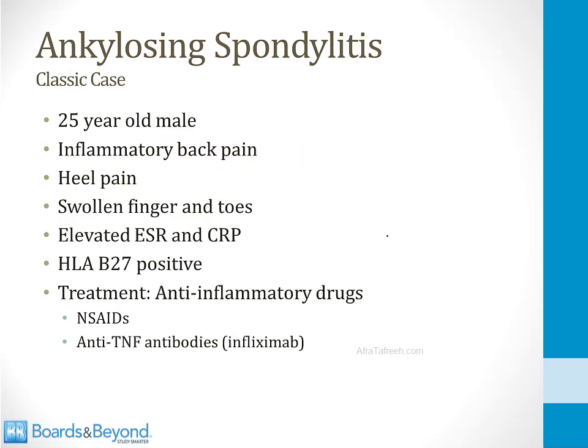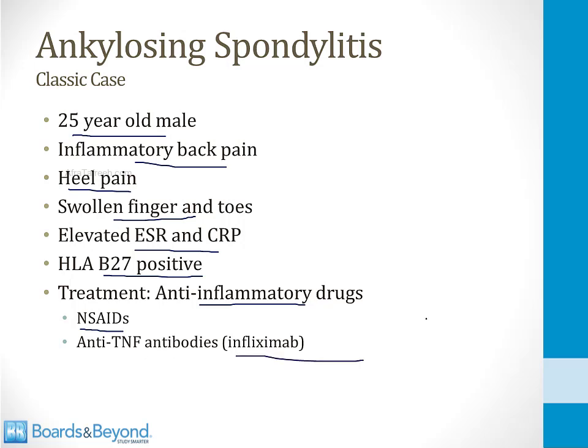And so if you put all the things I've just told you together, you get the classic case that I've shown on this slide. In reality, ankylosing spondylitis is very, very rare, but in a board question, it's probably going to look like what I've shown in this slide here. So it'll be a 25-year-old male with inflammatory back pain and heel pain from enthesitis, swollen fingers and toes from dactylitis. The ESR and CRP will be elevated. The patient will be HLA-B27 positive, and the treatment is with anti-inflammatory drugs. Usually NSAIDs are used, and in some cases, anti-tumor necrosis factor antibodies like infliximab can be used as well.